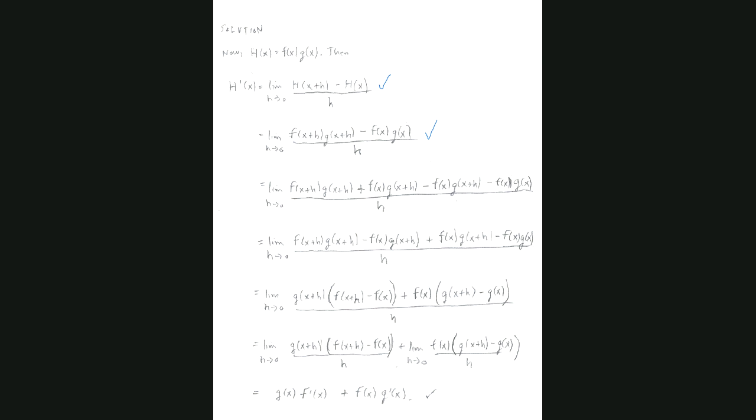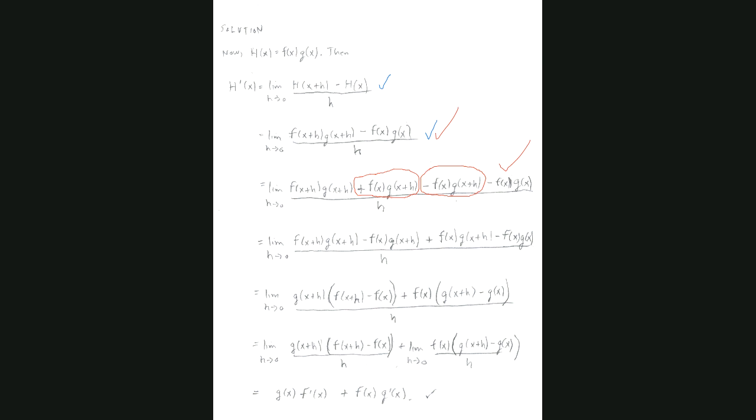What I do is I add a term, f of x times g of x plus h, but then I subtract the term. Because I'm adding and subtracting this term, this limit here is the same as the limit above it.